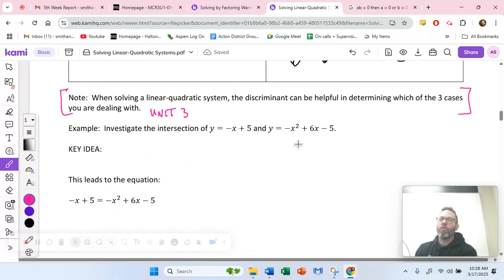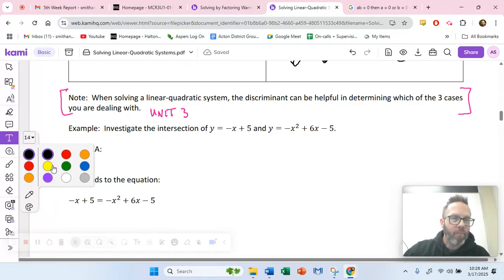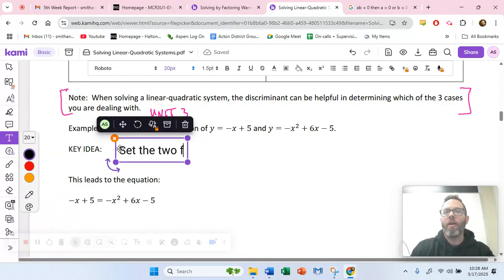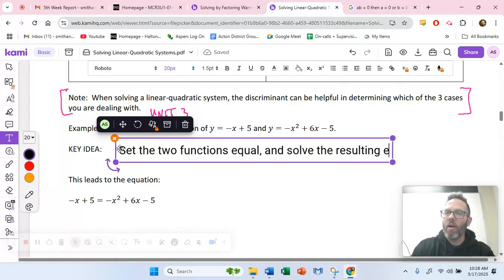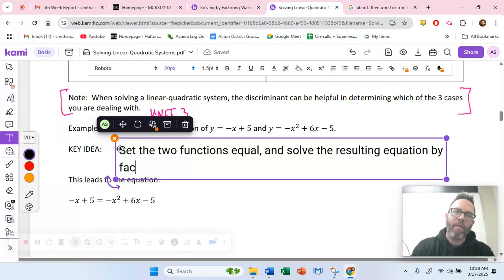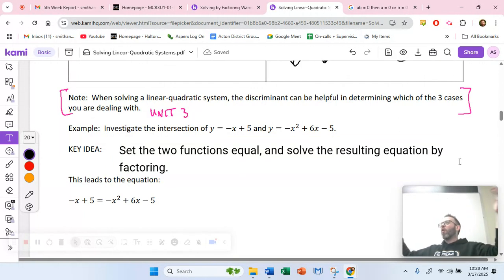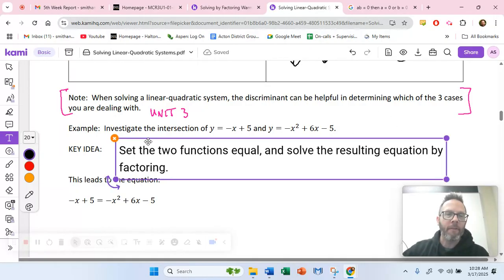So, same two functions. How can we find the point of intersection or points of intersection? Here's the key idea. What we're going to do is set the two functions equal and solve the resulting equation by factoring. It's all skills you guys already have. Really, guys, today there's really nothing brand new. It's just tying a bunch of things together, which is like most days in math class.